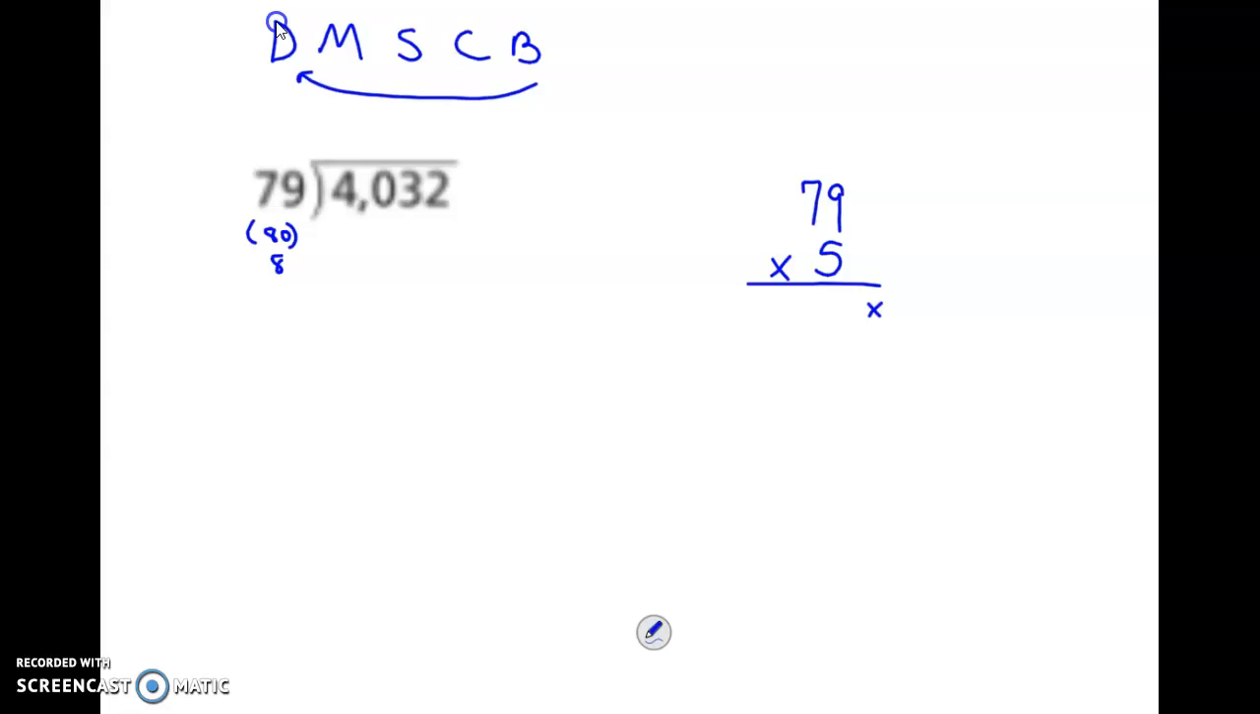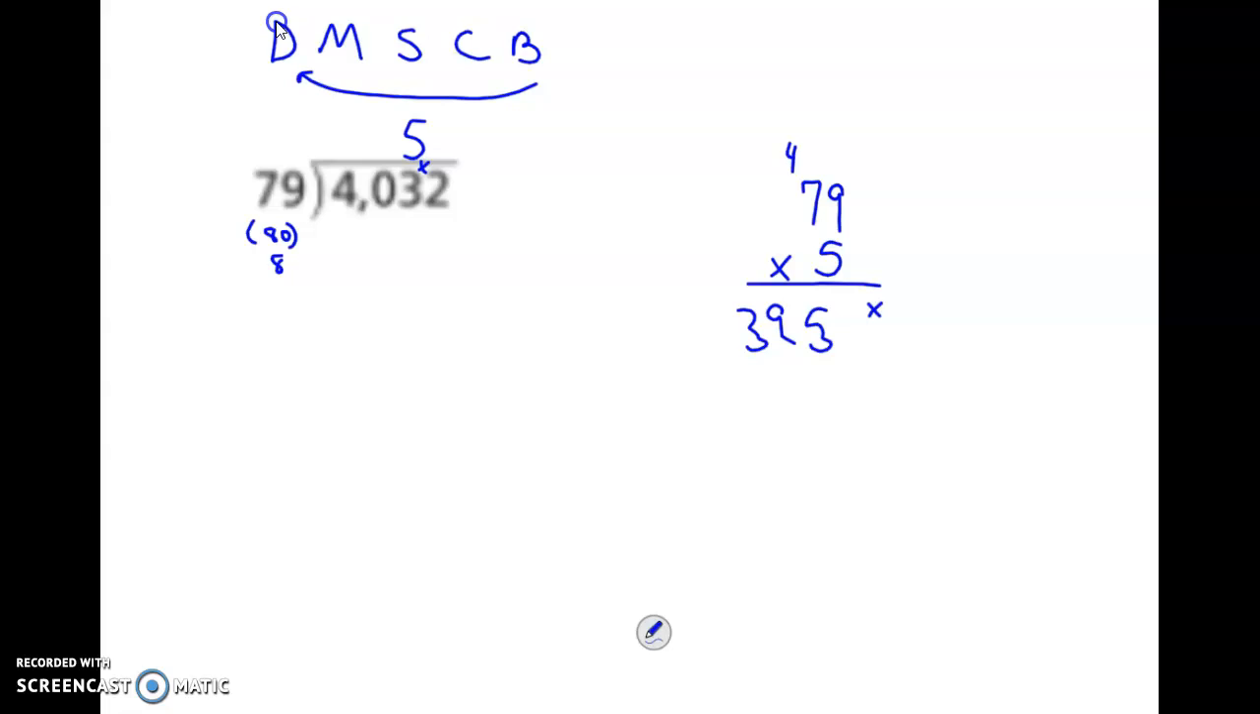So here we go. 5 times 9 is 45. Bring my 4 up. 5 times 7, 35, plus 4, 39. Boy, look at those crooked little letters. I think I need to reset my smartboard. So 395 is smaller. So I'm going to put my number right above that 3. Yep, definitely we're off here. Put a 5 up here.